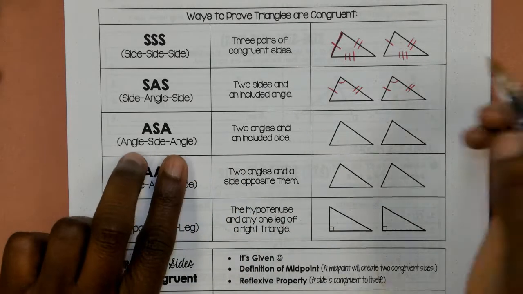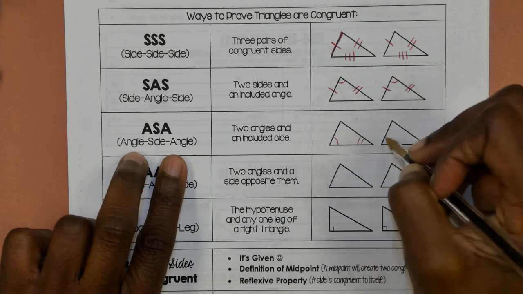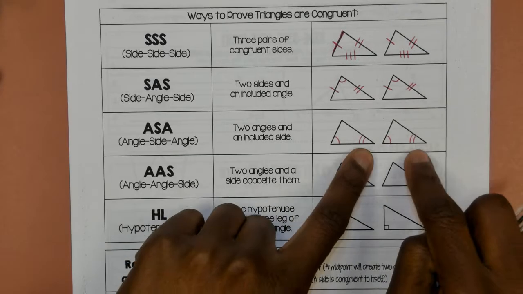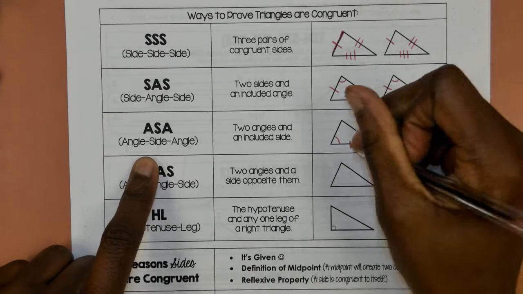Angle, side, angle means you're going to have 2 angles congruent per triangle. So these angles match, and then the side in between them is congruent.